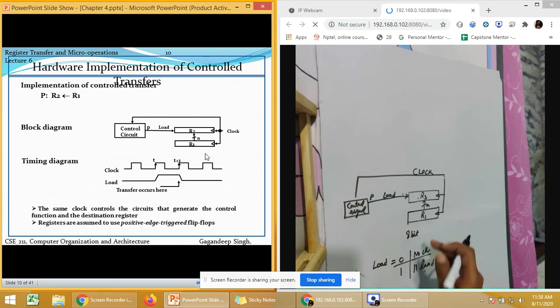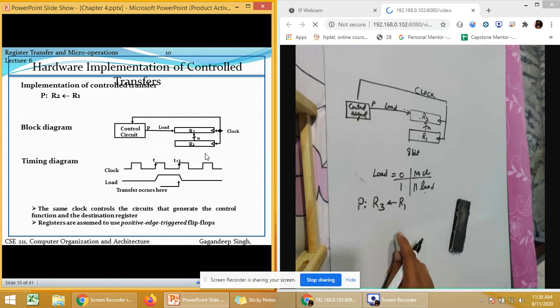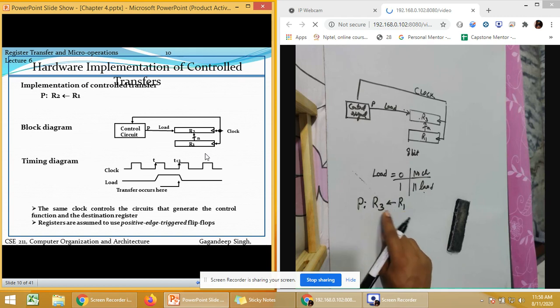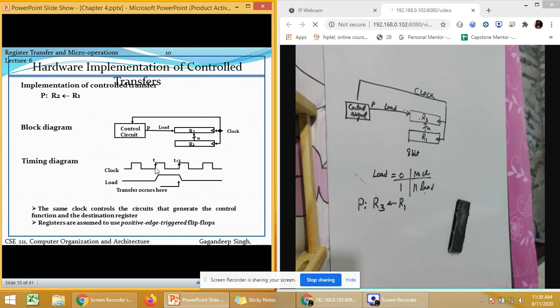So this is how our transfer works. In this case, R3 is getting the data from register R1, when this P is equal to 1. On the other end, if we see the timing diagram, we can see that at this time T, the load line is enabled. At this time the data will be transferred, and at this time it will finish.